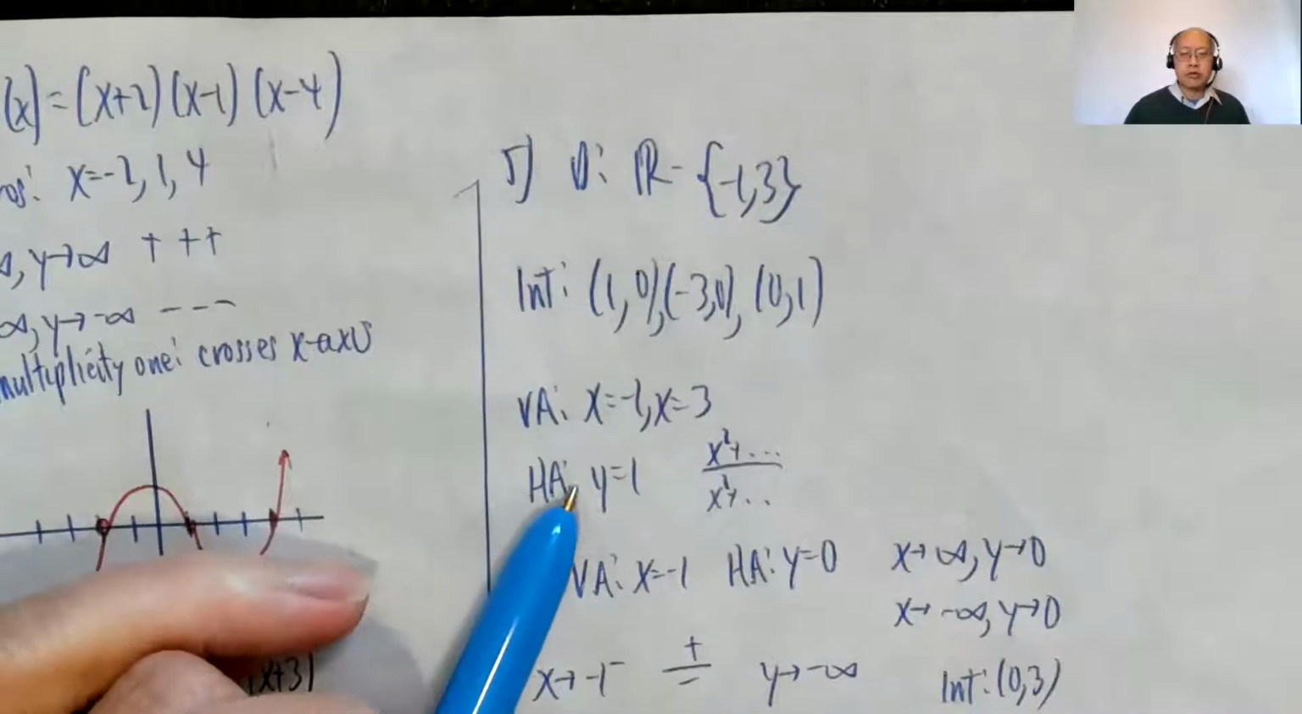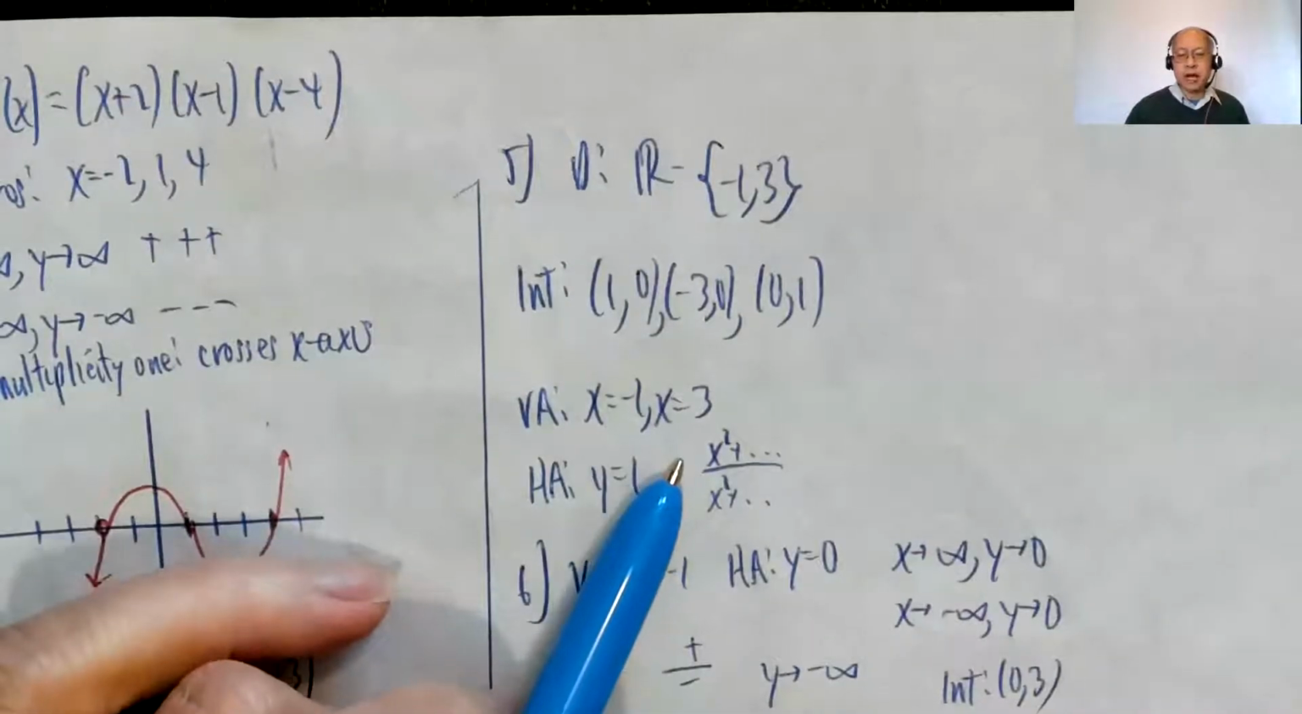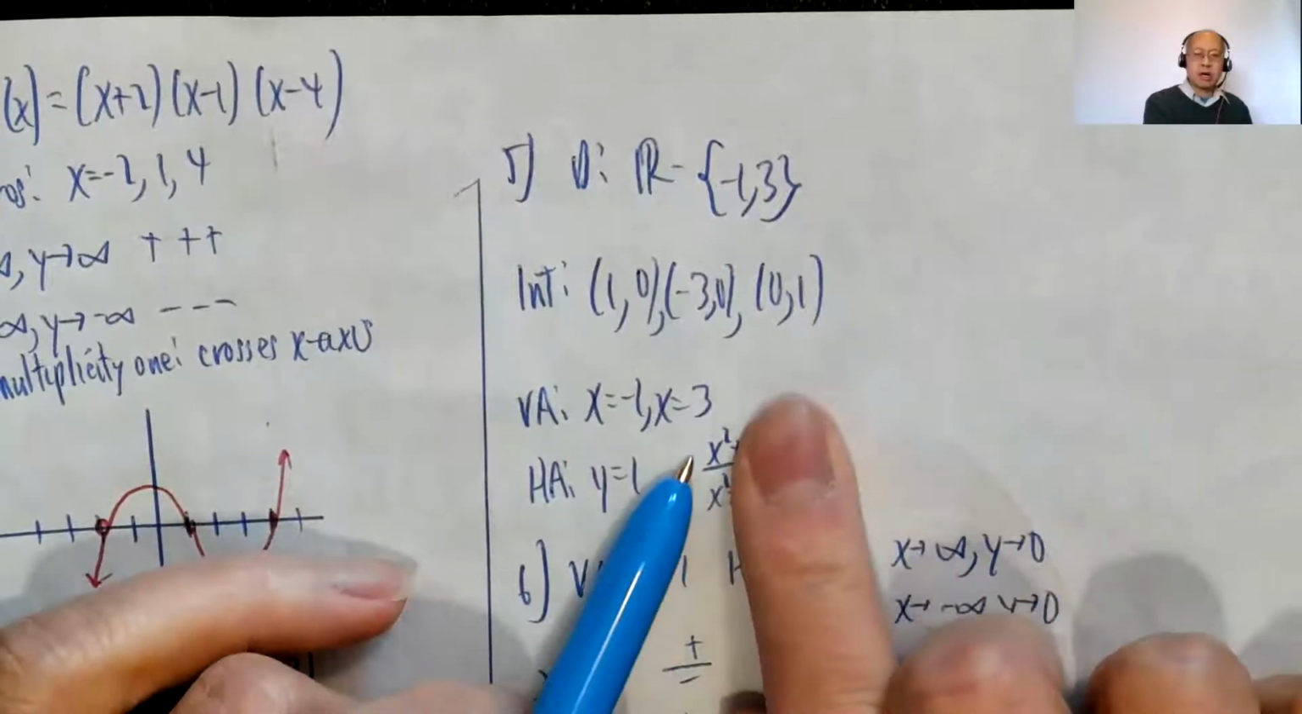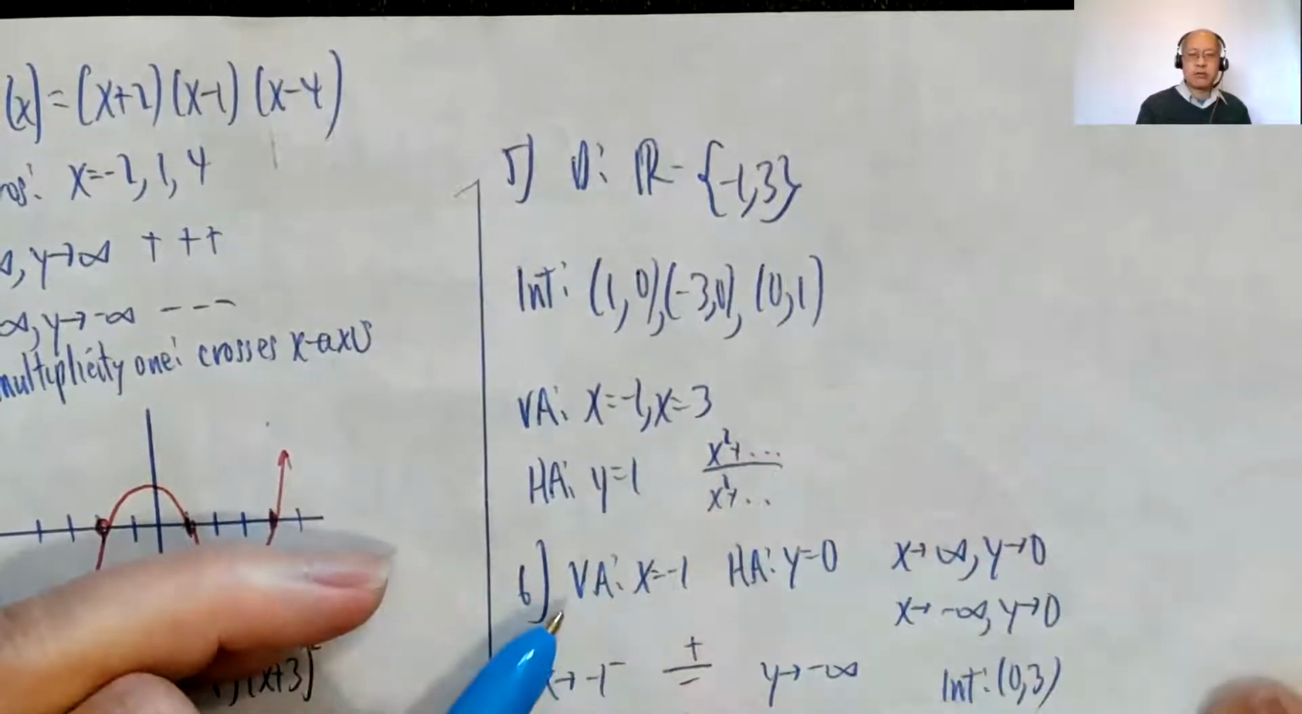Horizontal asymptote y equals 1, because if you multiply the polynomials out, you get x squared plus blah, blah, blah over x squared plus blah, blah, blah. In the long run, it's x squared divided by x squared, which is 1.